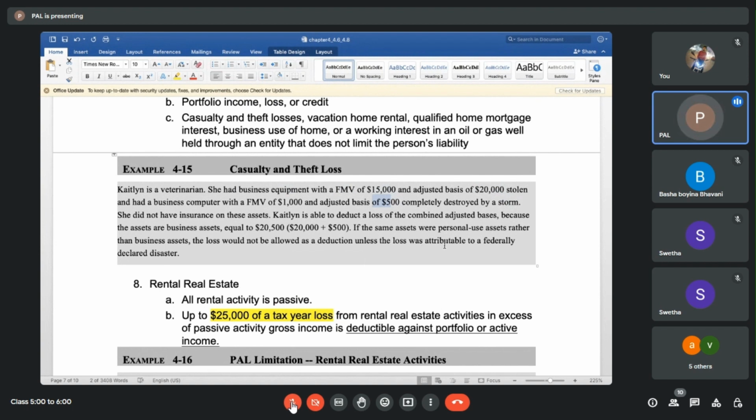Unless it was attributed to a federally declared disaster, meaning if the natural disaster is so huge, the federal government might come and say the people have been really affected, so we will give them some kind of relief. If that is the case, then yes, personal losses can be taken. Otherwise, usually we will not be able to take any personal losses for deduction purposes.